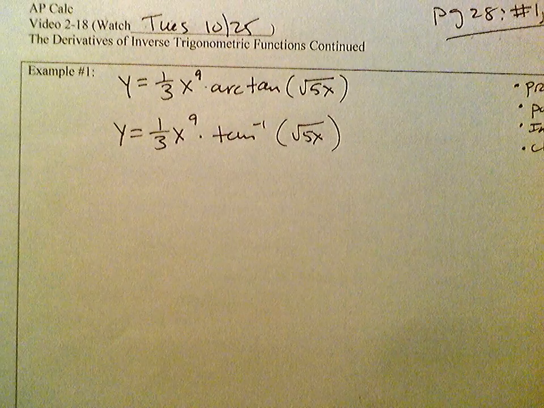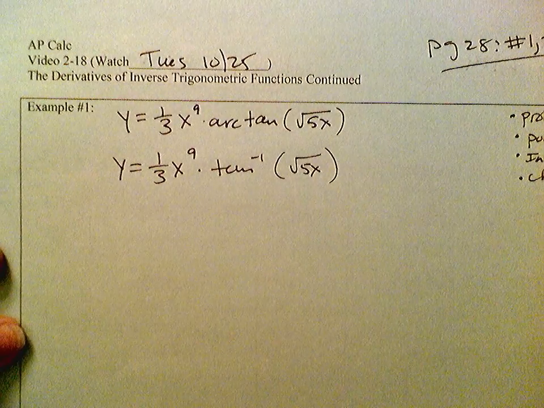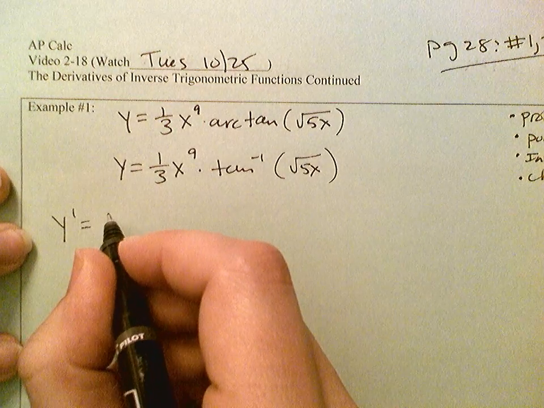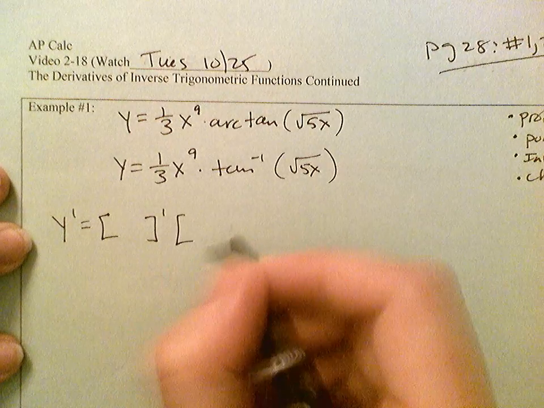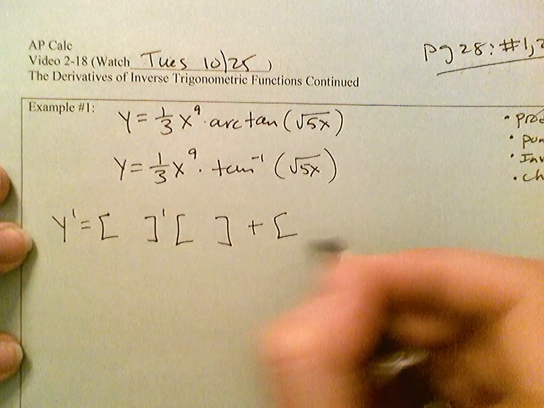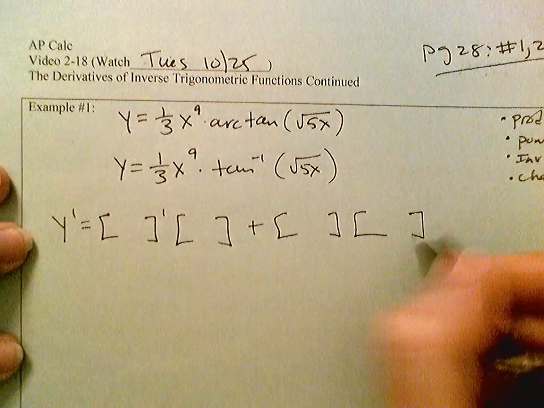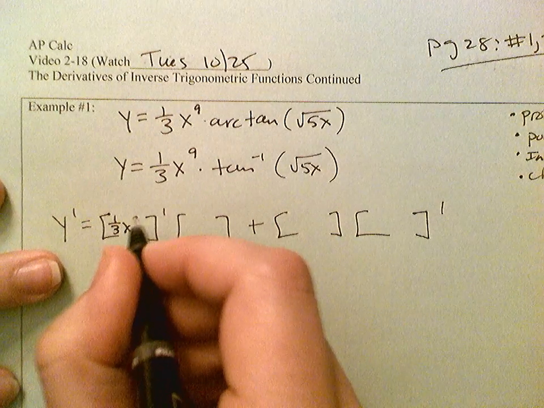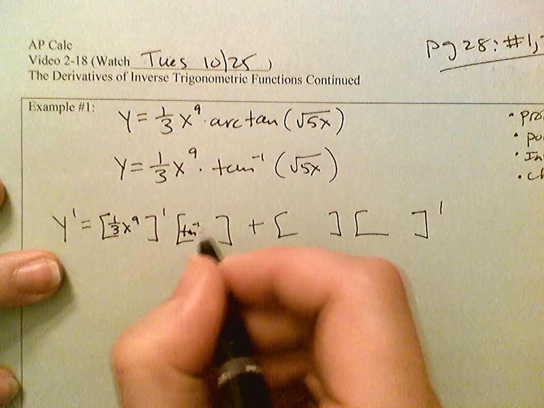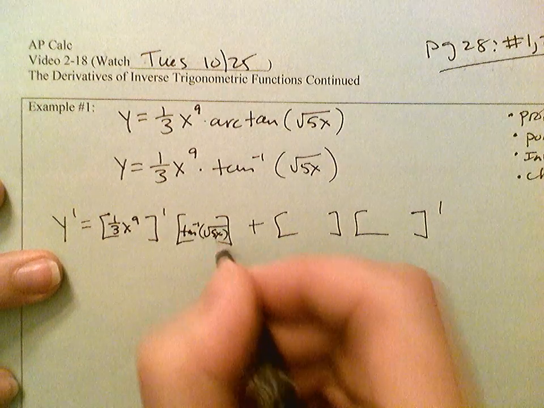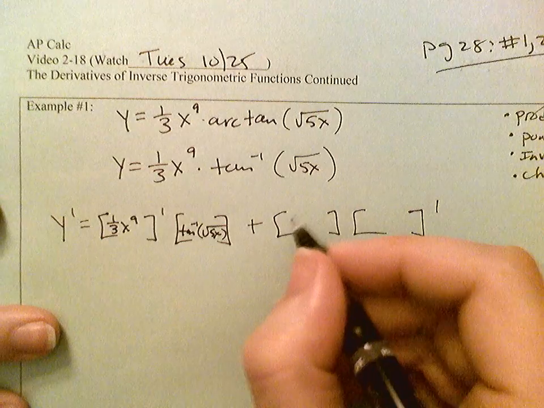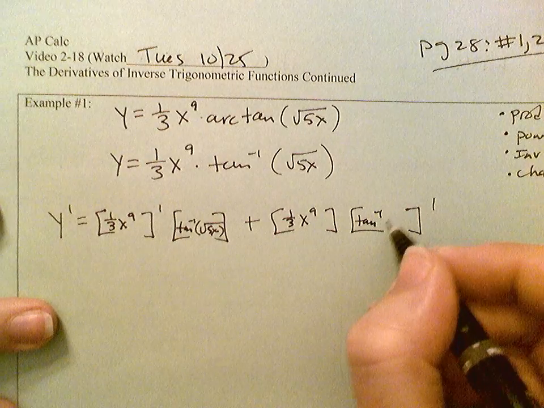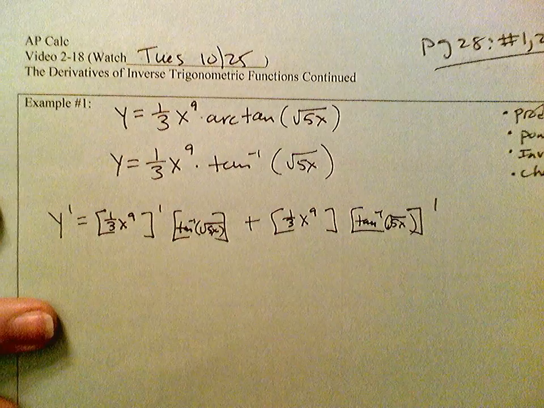Okay, so I'm going to use brackets for the product rule. So y prime is going to be: blank prime, blank, plus blank, blank prime. And so this one's going to be 1/3 x to the 9th, inverse tan, square root of 5x, and then 1/3 x to the 9th, inverse tangent, radical 5x.